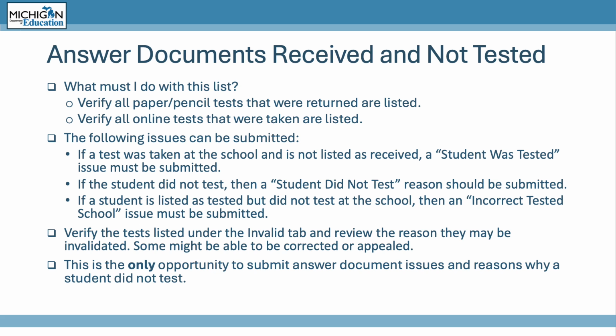If a student who did not test at the school is listed as having tested at the school, an incorrect tested school issue needs to be submitted. There's an invalid tab that lists students whose tests will be invalidated with a note about why the test will be included. Some reasons for invalidation can be appealed or could be fixed in MSDS to ensure the student receives a valid score. Make sure that you review these so that invalid tests are reported correctly. This is the only opportunity to report any possible issues that could be resolved and to submit a reason why a student did not test for a possible accountability exemption.